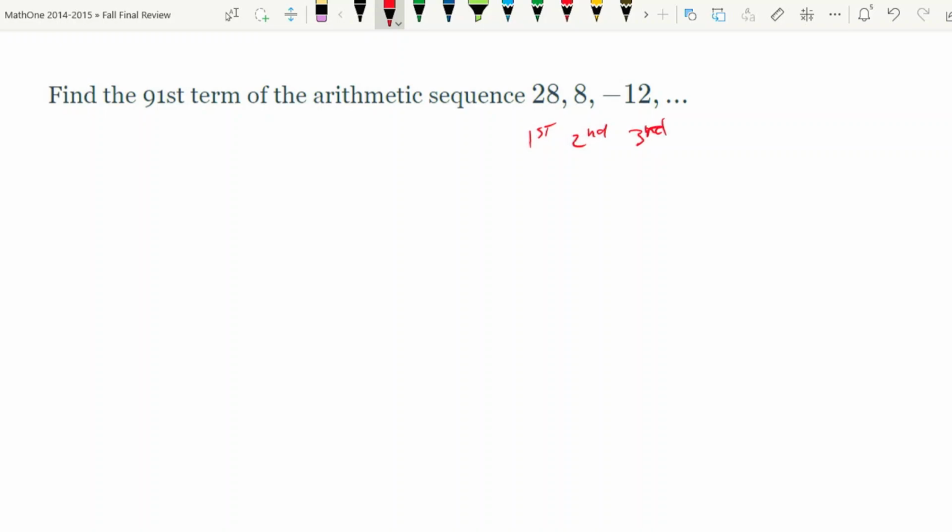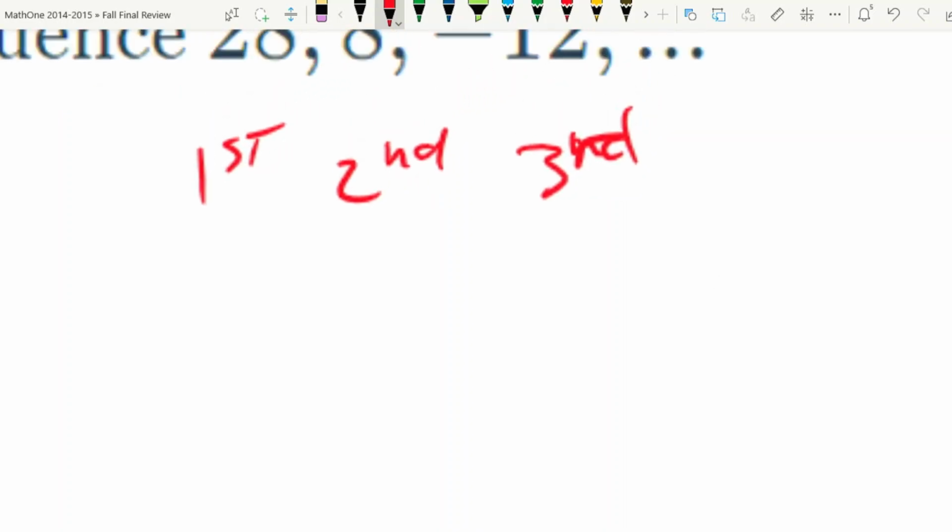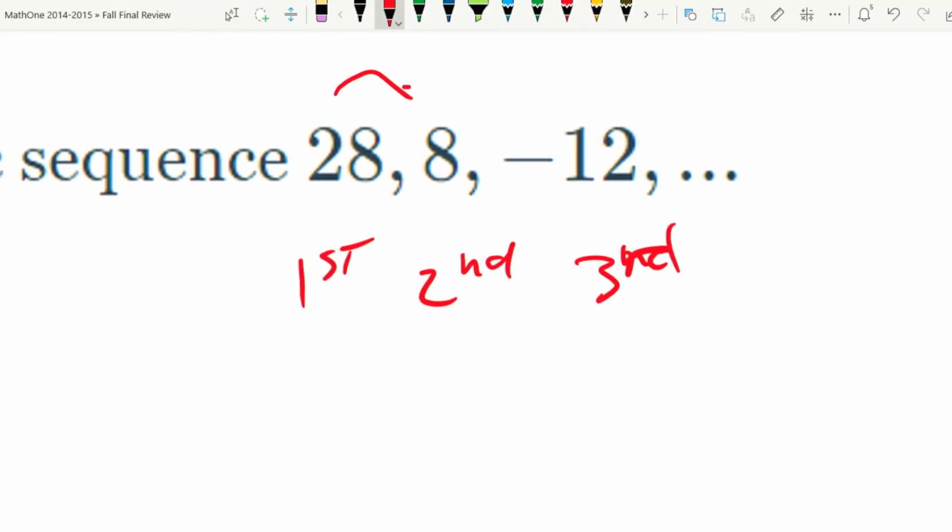When we're looking at a sequence, these are ordinal numbers: first, second, third, fourth. If I want to figure out a rule for this sequence, and I'm going to need a rule because they want me to take this all the way out to the 91st term, I can look at my first two terms. If I jump from 28 to 8, I'm subtracting 20. If I want to go from 8 to negative 12, I am subtracting 20. So each time the term number increases by 1, the sequence value goes down by 20.